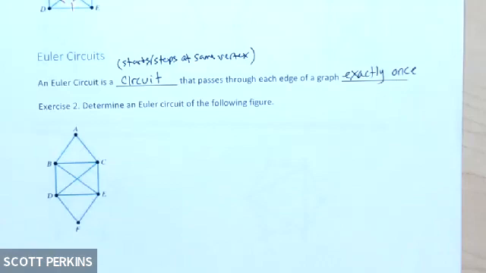So exercise 2, I've given you a new graph. This is probably going to be a little easier, but find an Euler circuit. Start at a vertex and end at a vertex, and make sure you go through every edge one time only.